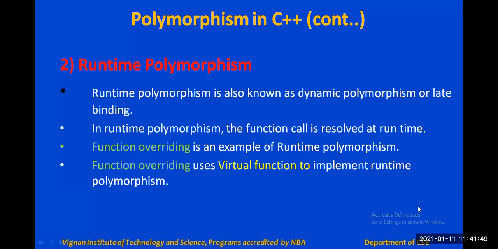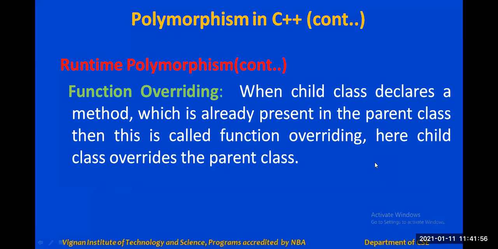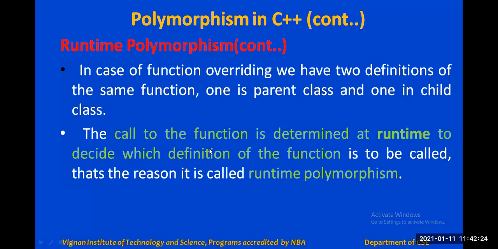So what is virtual function? We will see later. First let us see what is function overriding. Already I explained in the previous class. Once again, I'm giving a brief. We have one function with two definitions. One definition is in the base class, one definition is in the derived class, right? Then the derived class function will override. Derived is nothing but the child class. The child class function overrides the function in the parent class or base class, right?